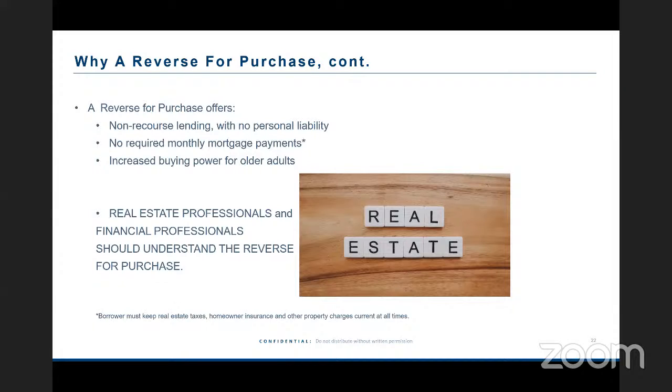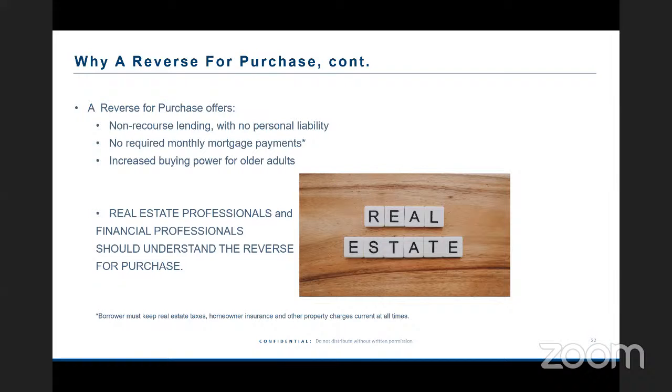So a reverse for purchase offers non-recourse lending with no personal liability. As we said, the lender's only recourse is the home, the value of the home at the time it is sold. There are no required monthly mortgage payments. And of course, the borrower must keep real estate taxes, homeowners insurance, and other property charges current at all times.